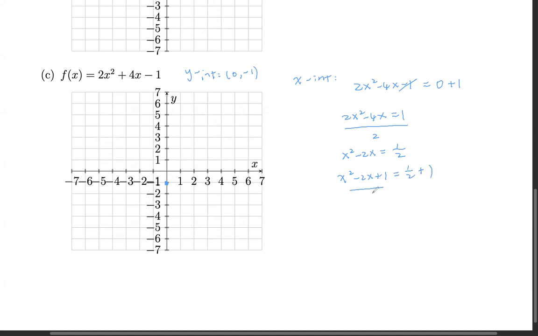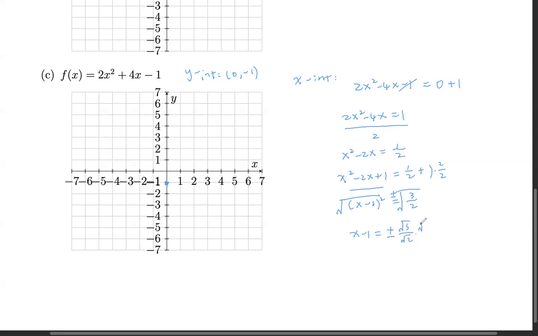We want to make this a perfect square. So we get (x - 1)² = 3/2, right? Because 1 is 2 over 2. Then square root both sides: plus or minus the square root of 3 over 2. So we get x - 1 = ± √3 / √2.